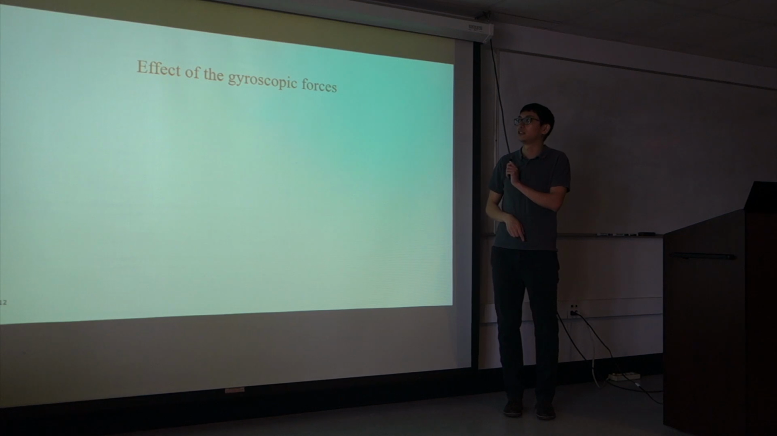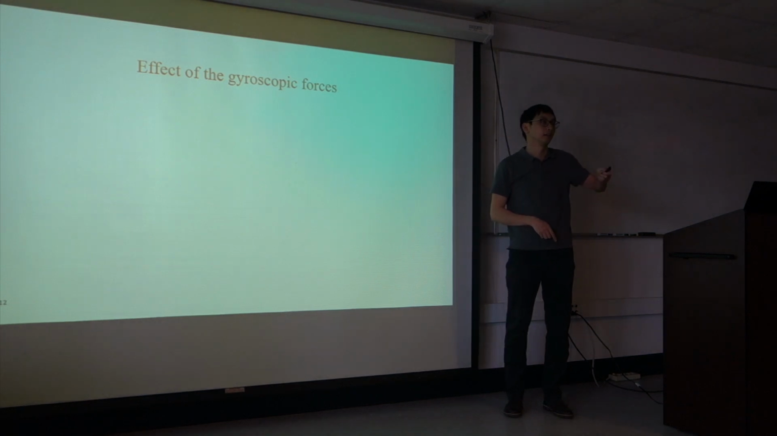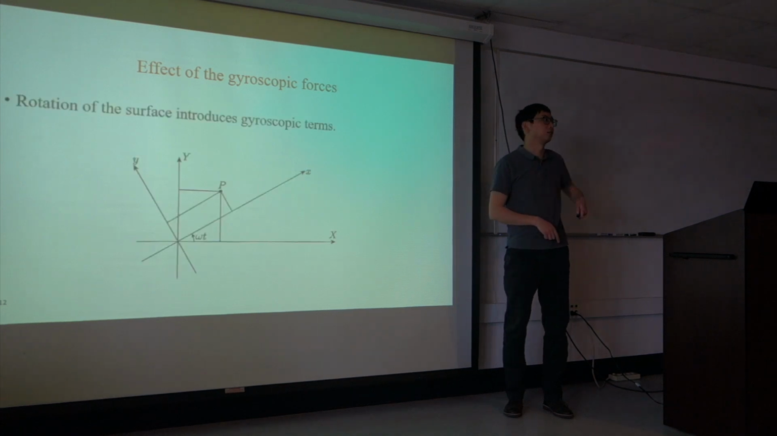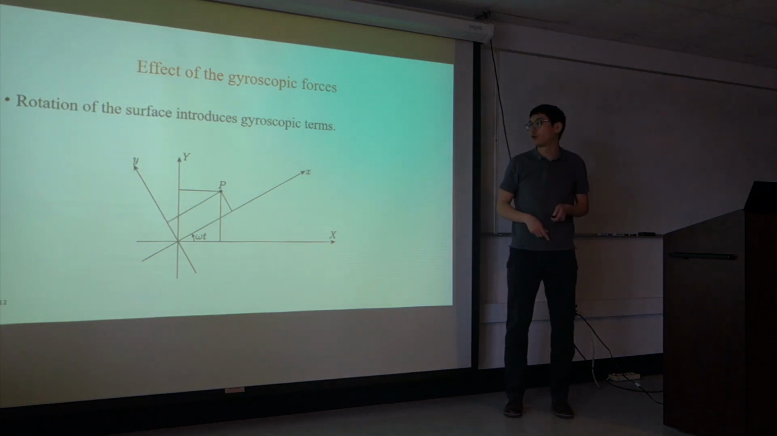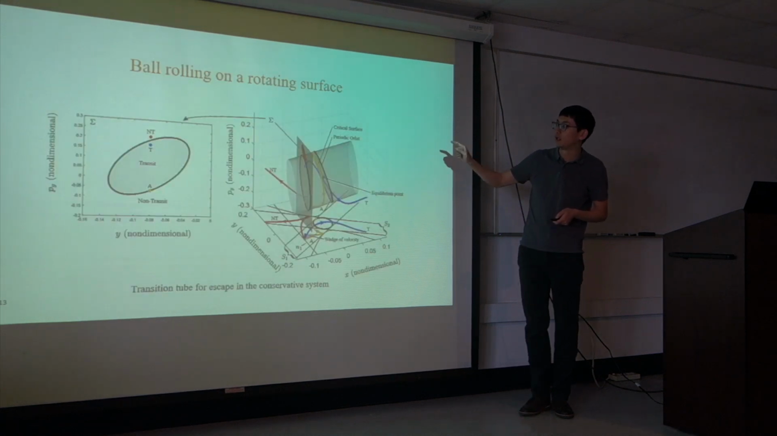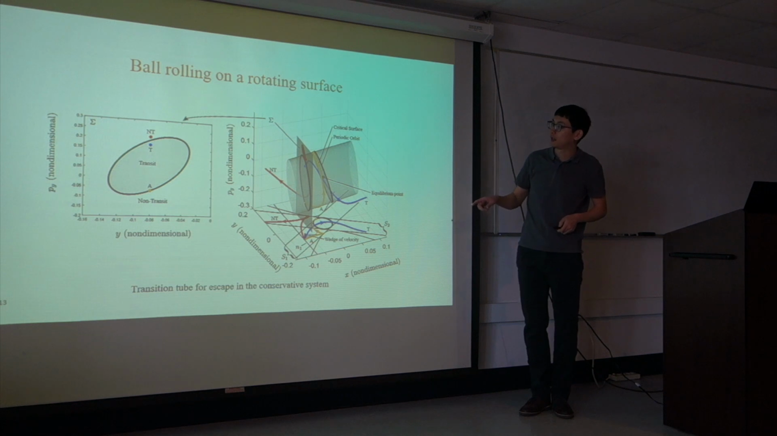Then I want to study the gyroscopic forces. And as I mentioned, we can just make the surface rotating. Then I can introduce the gyroscopic force. Since the system is rotating, I need to use the rotating frame to get the equations of motion. This is the phase space in the conservative system. I have very similar structure which controls the transition, but because it is similar, I don't give much details.